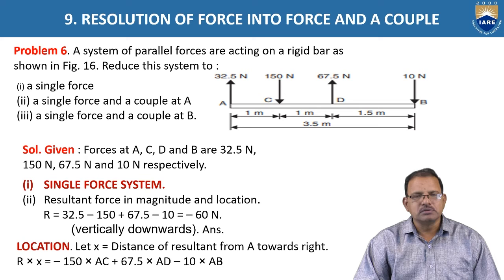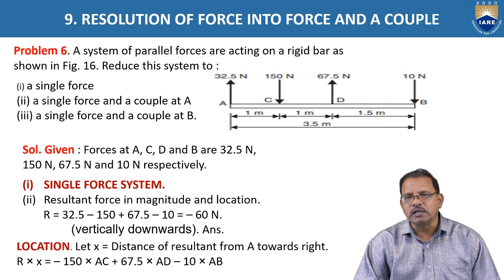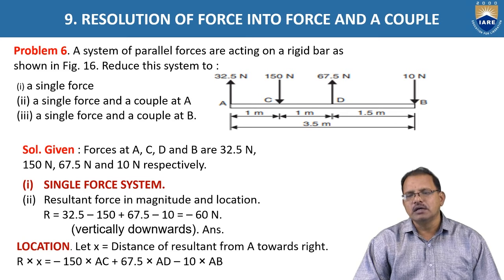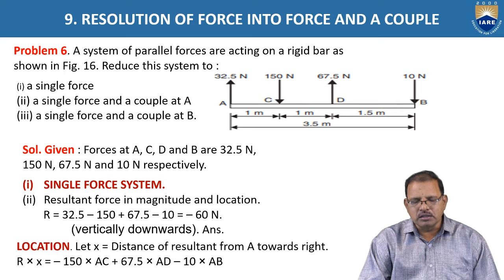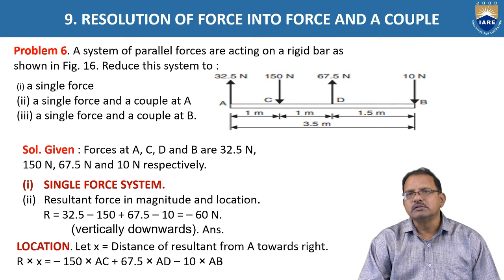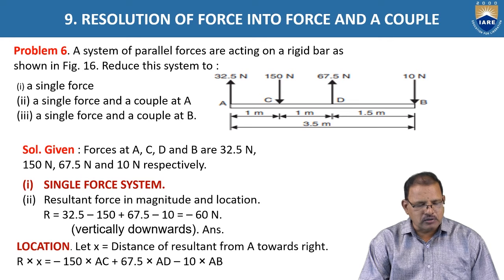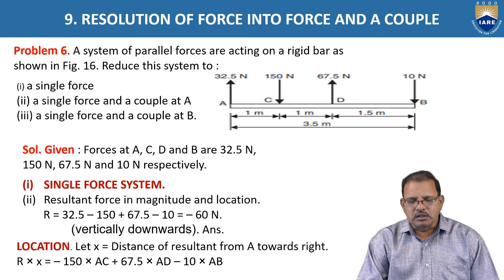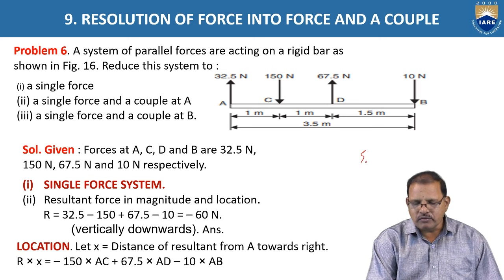Reduce the system to a single force and a couple at B. Now, the given forces are: at A 32.5 newtons, at C 150 newtons, at D 67.5 newtons, at B 10 newtons. Then the resultant is given by the sum of all the forces.